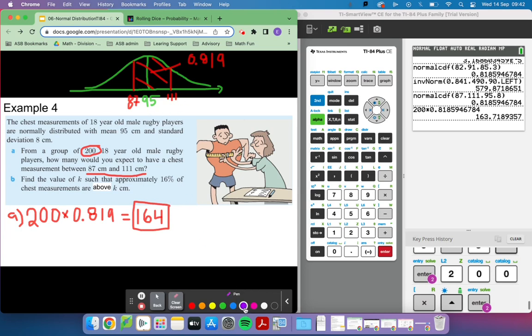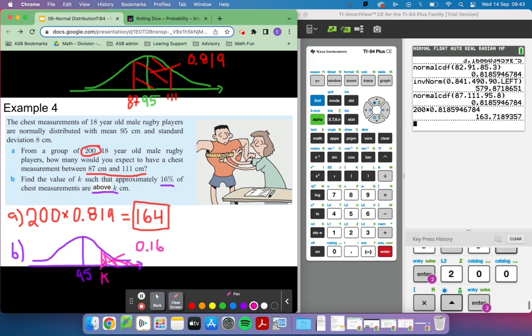Our next question, B, find the value K such that approximately 16% of the chest measurements are above K. Okay, now for this one, above K, let's draw a little normal distribution to help us. So we have our normal distribution and we're told above K. So everything to the right of K has to be our 16% or 0.16.